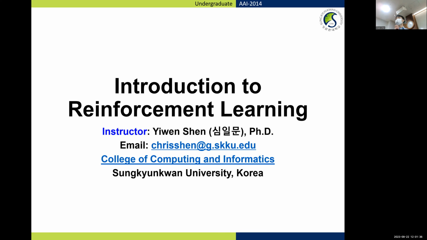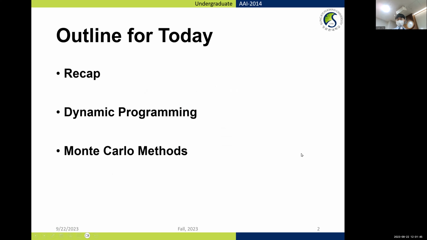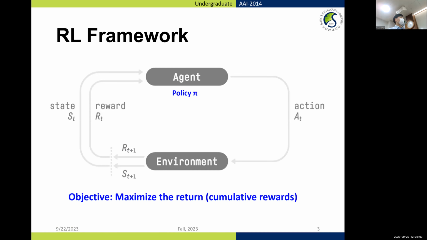In this lecture, we're going to continue learning our reinforcement learning knowledge. So, in the last lecture... today, the outline is that we first review what we have learned in the last lecture. Then we go to two types of approaches: dynamic programming and Monte Carlo methods. First of all, let's review what we learned before.